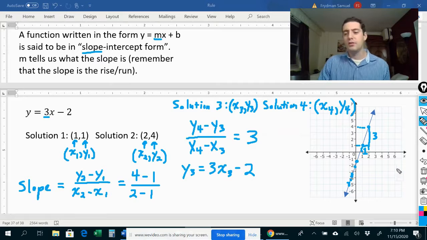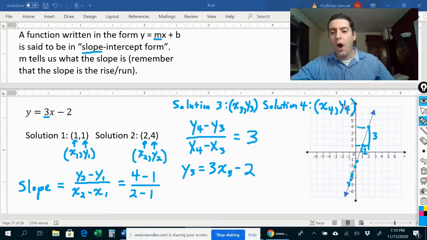What else do I know? I also know that this, or I'm assuming that this is a solution to this equation. So that means that y4 must be equal to x4 times 3, right?